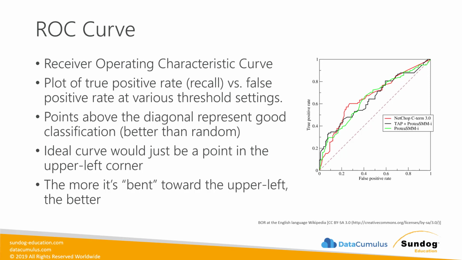Basically, the way to interpret a ROC curve is that you want it to be above the diagonal line there. So the ideal curve would just be a single point at the upper left-hand corner, just a big right-hand angle where the whole thing is in that upper left-hand side of the graph, if you will, to the left of that diagonal line. So the more bent a ROC curve is toward that upper left corner, the better. That's how you interpret these things.